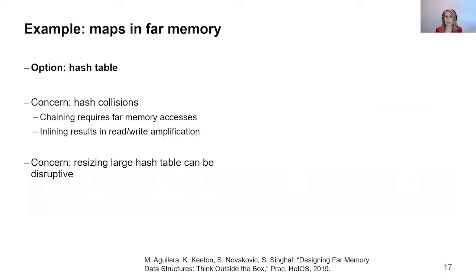And the typical way that we deal with those collisions, things like chaining or inlining, really don't necessarily play very well with far memory. Chaining requires lots of far memory accesses to chase pointers, and then inlining packs too much data together, and you will end up with amplification of your reads and writes. So that's not necessarily a good match. Additionally, when you try and resize a very, very large hash table, that can be very disruptive. So a hash table alone, probably not a great match for far memory.